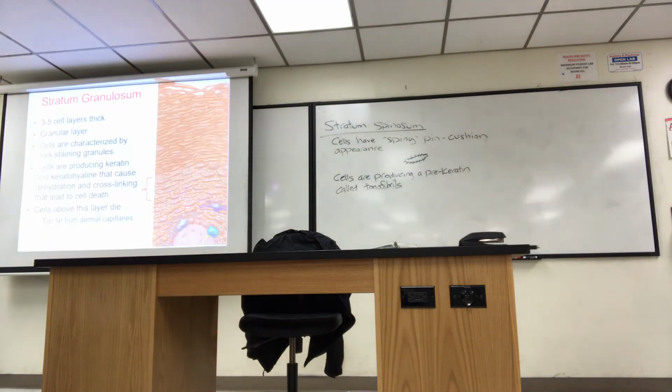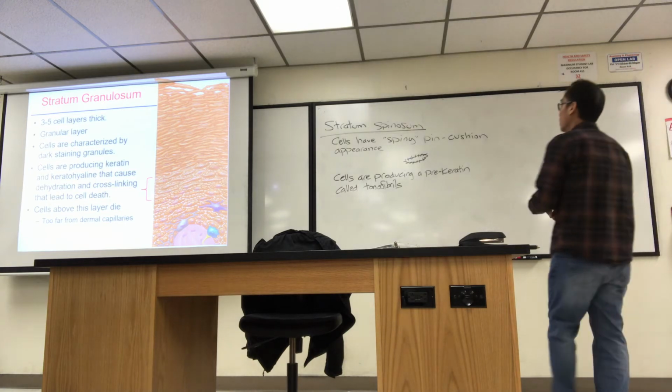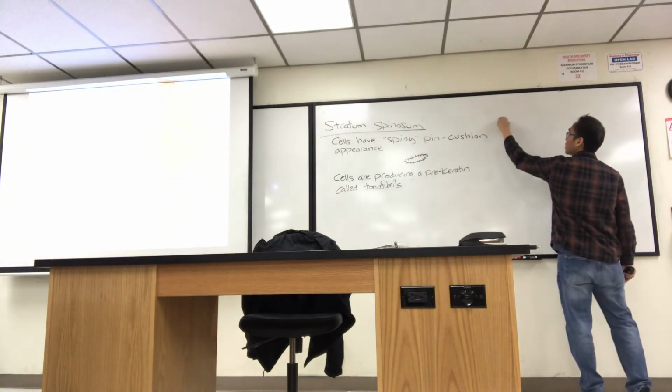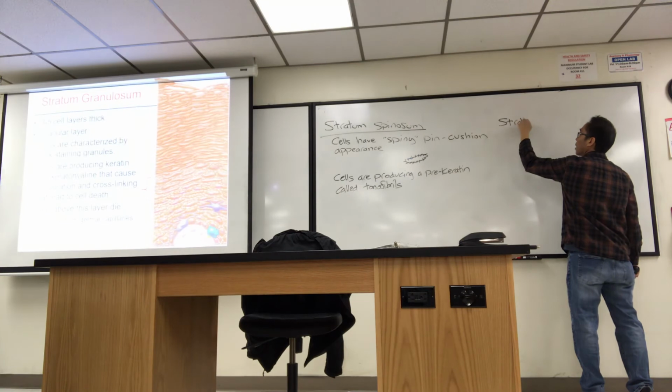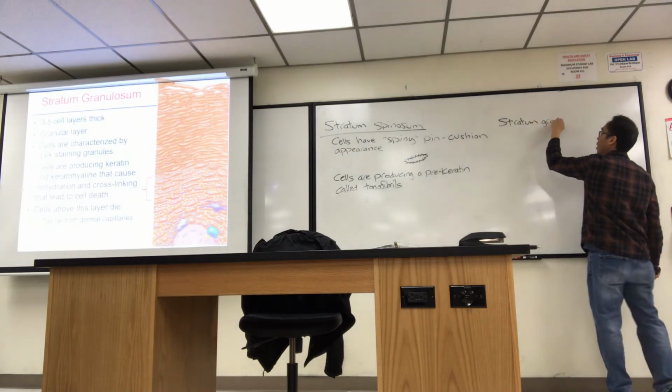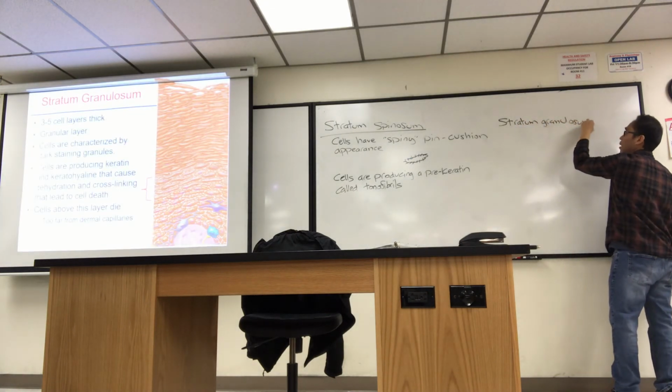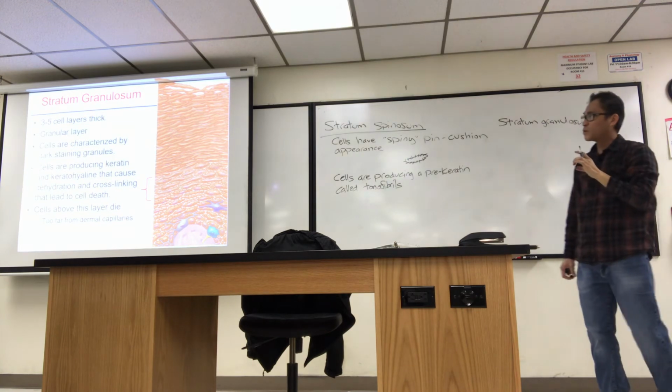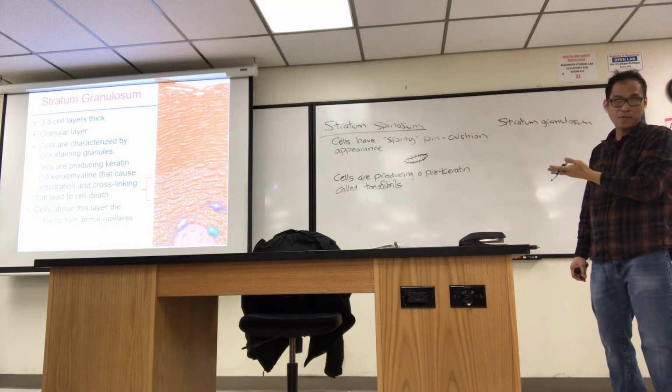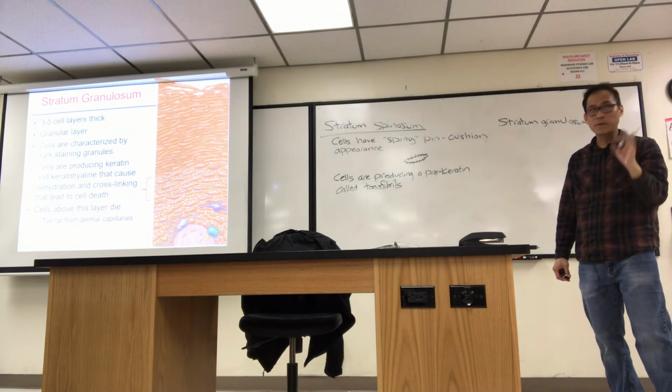The layer above that is the stratum granulosum. In granulosum, they have the darkest staining granules, so it's the darkest layer you see when you look at a picture. It's not as thick as spinosum. It's just 3 to 5 cell layers thick. It's the granular layer, the darkest staining layer.